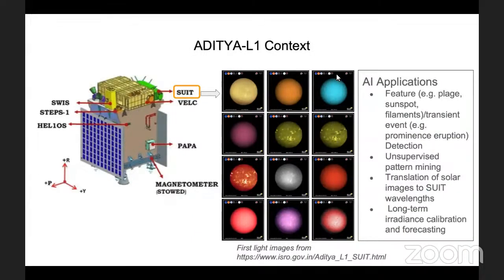Let me put it in the Aditya-L1 context. This is the image which you have seen on Twitter from ISRO. We have multi-wavelength images in near-UV filters, and you see a cluster of these images, and you can clearly see these features on the sun. You can have plages, as I mentioned, sunspots, filaments.